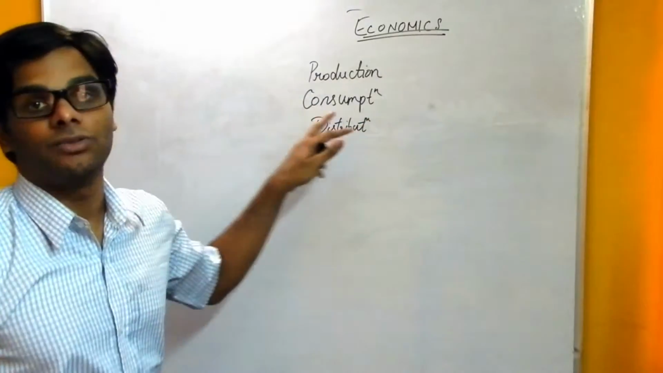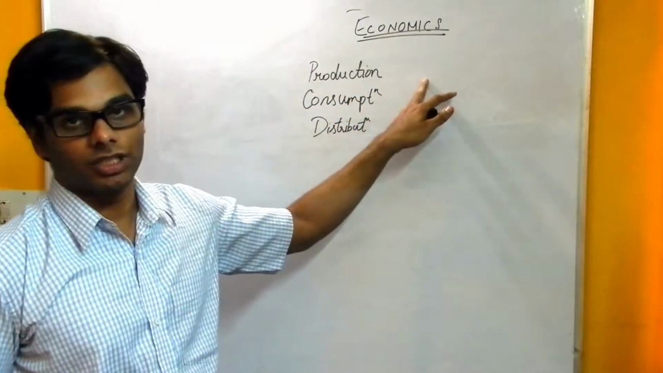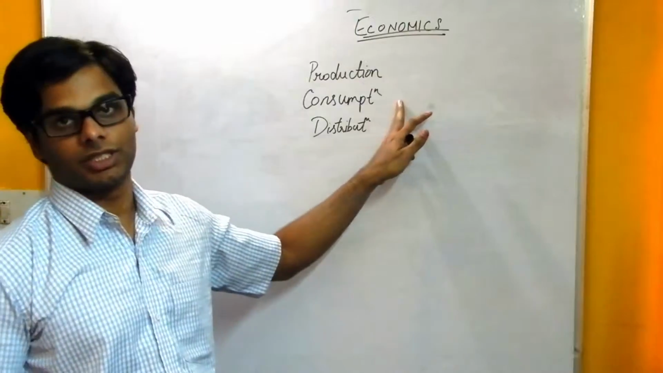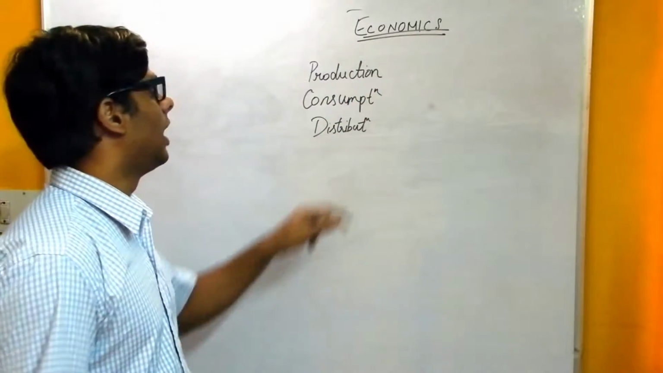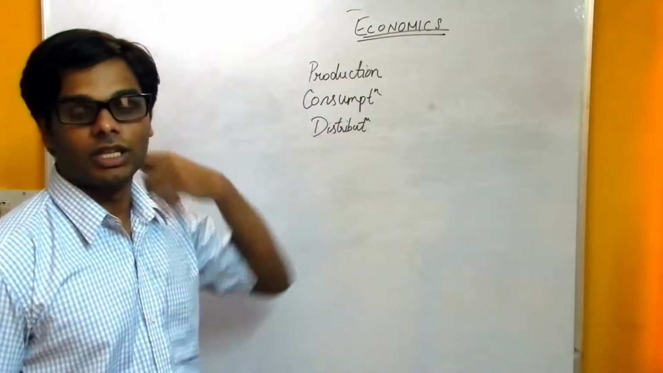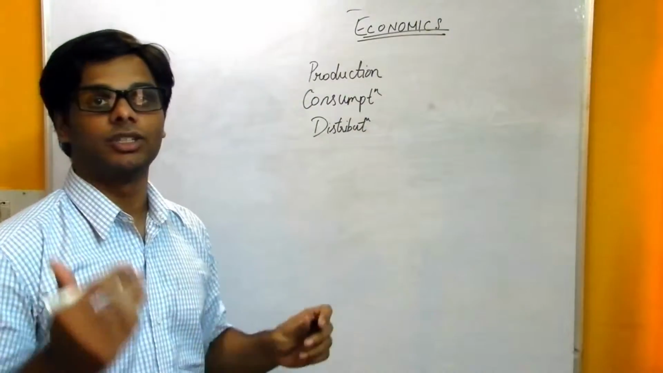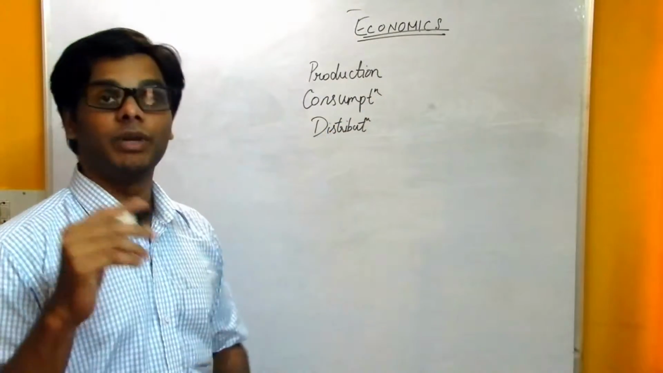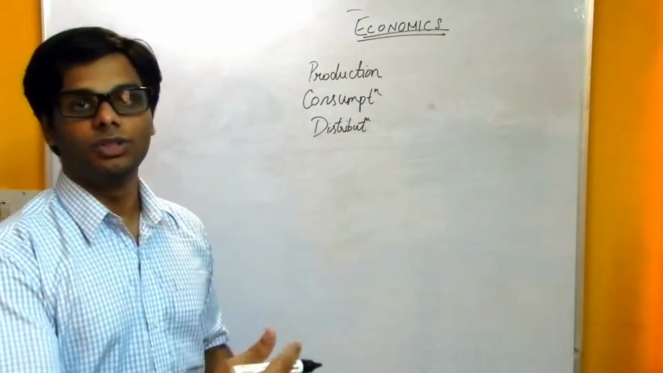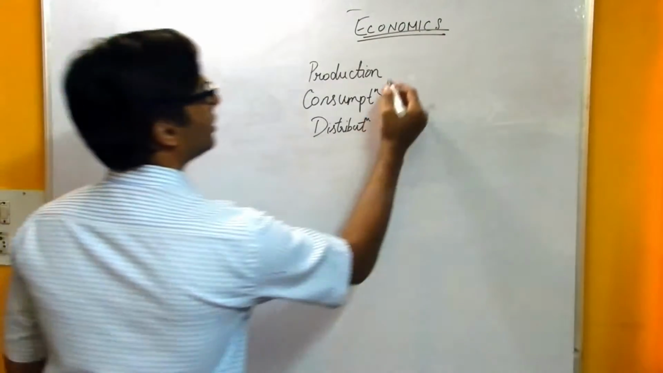You have some manufacturers who are undertaking the production work. You have consumers who consume the products that the producers produce, and then you have distributors. The distributors make sure that the goods and services reach the consumers, that is the people who would like to use the goods and services. So these are the three keywords.